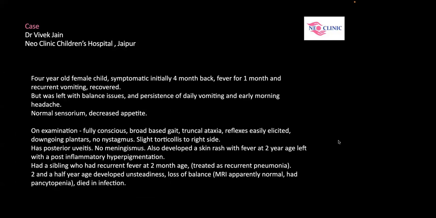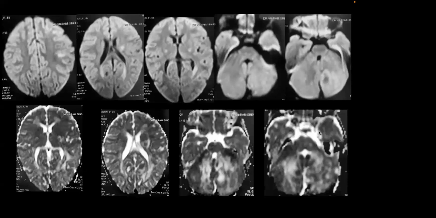She had a sibling who had died at around 2.5 years of age, with a similar presentation, who had recurrent fever from 2 months of age. During the febrile illness at 2.5 years, the sibling again lost balance, became unsteady, and died of an infection, having had pancytopenia; that was the sibling, not this child. The workup revealed posterior uveitis, so we were led into sarcoidosis, neurosarcoidosis, and this was the MRI.